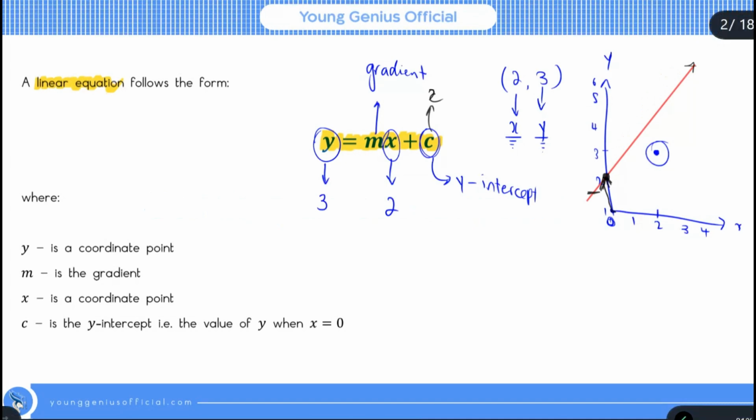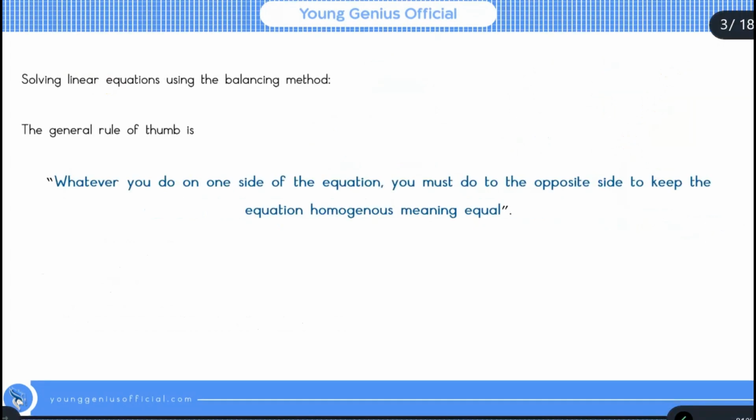Now those are just some examples. Whenever you see an equation that can be written in the form y is equal to mx plus c, then you know that it is a straight line. However, when it comes to solving linear equations, I'm going to show you something called the balancing method. The general rule of thumb is that whatever you do on one side of an equation, you must do the same thing on the opposite side to keep the equation balanced. So let's say we have that same equation, y is equal to mx plus c.